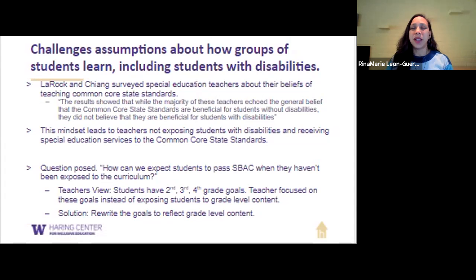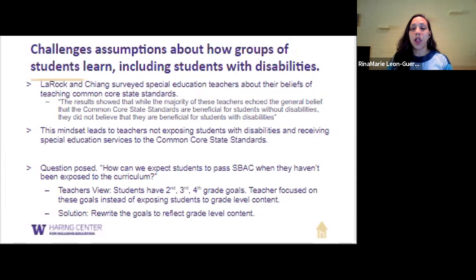They led with the question, how can we expect students to make progress and to pass SBAC when they haven't even been exposed to the curriculum and those core standards? Teachers shared that with students on IEPs having goals written for 2nd to 4th grade, teachers focused on these IEP goals, which reflected elementary Common Core standards, instead of exposing middle school students to middle school standards.